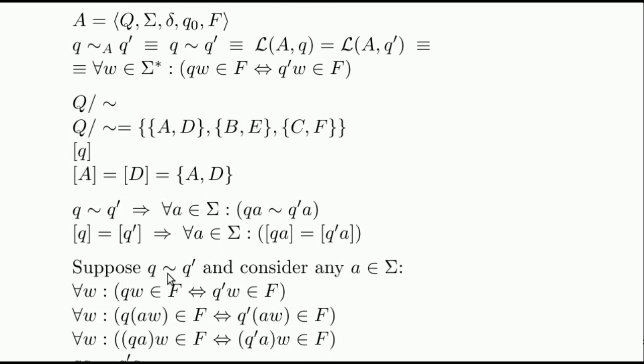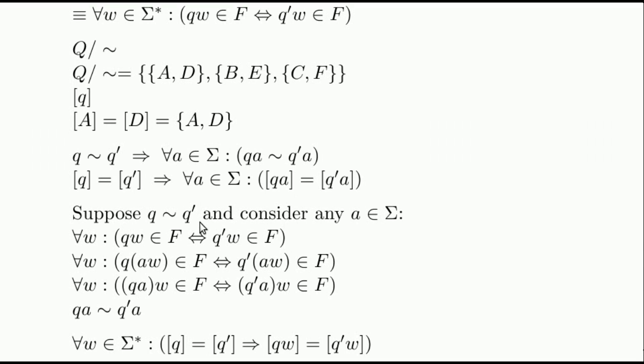Let's prove this property. We start with the hypothesis, which is that q and q' are equivalent, and we consider some symbol a in sigma. By the definition of equivalence, we have that any word w reaches an accepting state from q if and only if w reaches an accepting state from q'. In particular, any word starting with a reaches an accepting state from q if and only if it reaches an accepting state from q'. This implies that any word reaches an accepting state from state qa if and only if it reaches an accepting state from state q'a. This is precisely that the states qa and q'a are equivalent, which is what we wanted to prove.